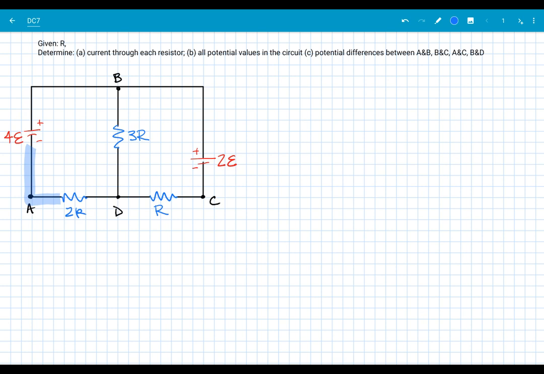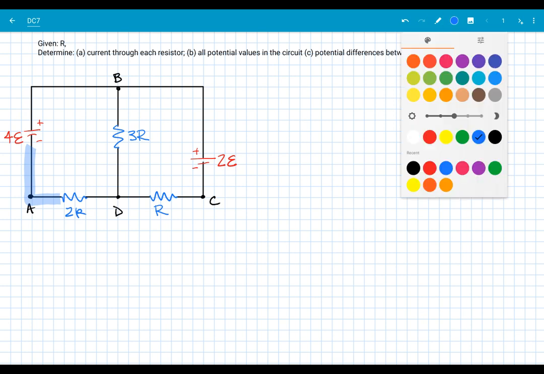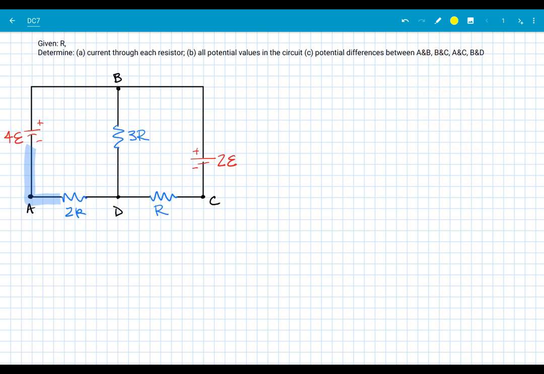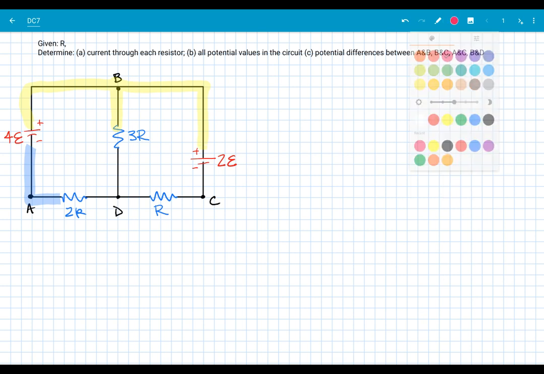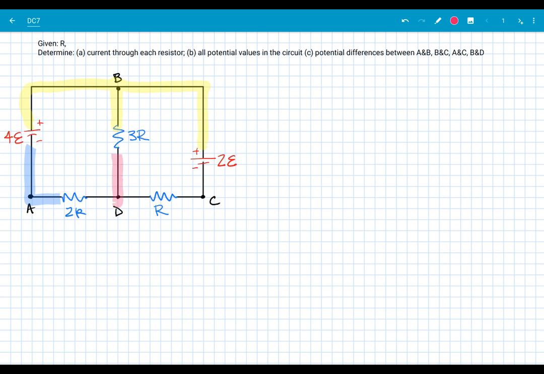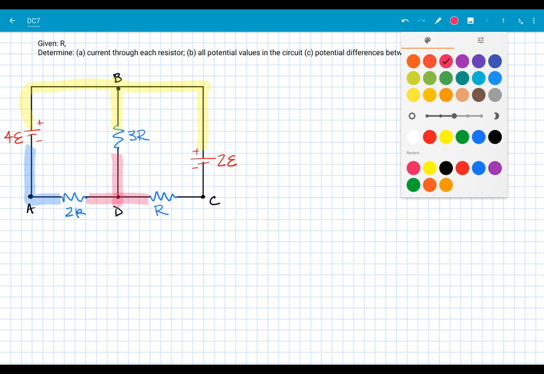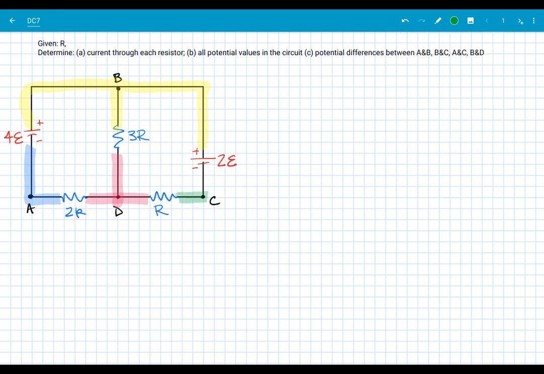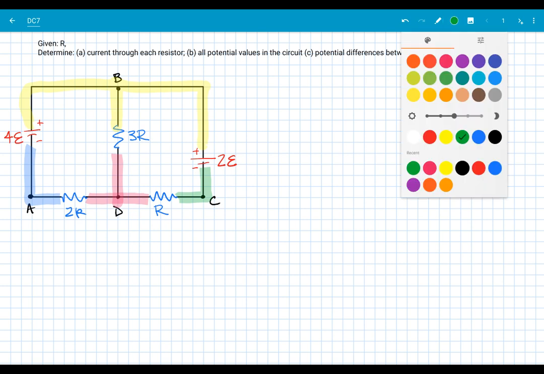So I think about those as the high and low for the battery. I'll go through and highlight first, and then we can talk about values. So I'm just going to pick some different colors here and highlight my different sections. I can do that always with the circuit just by looking at the components there. I've got this kind of T-shaped piece in here, and then I have this corner here.